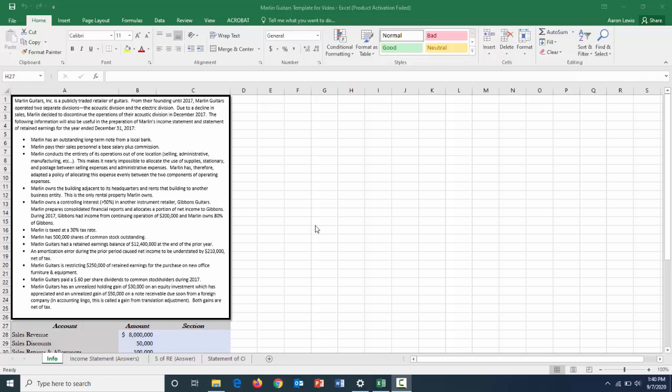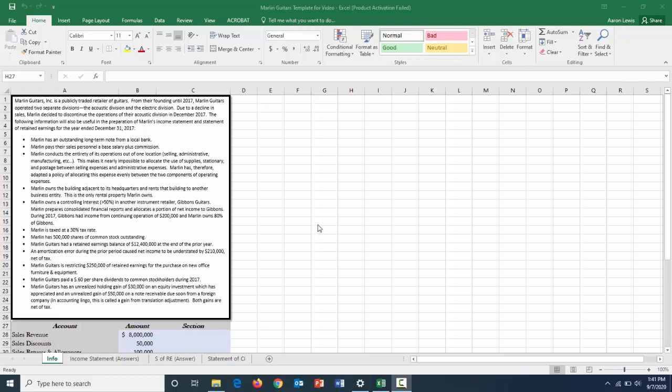We had an unrealized holding gain of $30,000 on an equity investment, which has appreciated, and we had an unrealized gain of $50,000 on a note receivable due soon from a foreign company. In accounting, when the exchange rate changes between currencies and you're getting paid in a different currency, it's possible that you get back more money than you thought you would because the exchange rate is favorable. That's what happened here, and that is called a gain from a translation adjustment. Both of these numbers are represented net of tax.